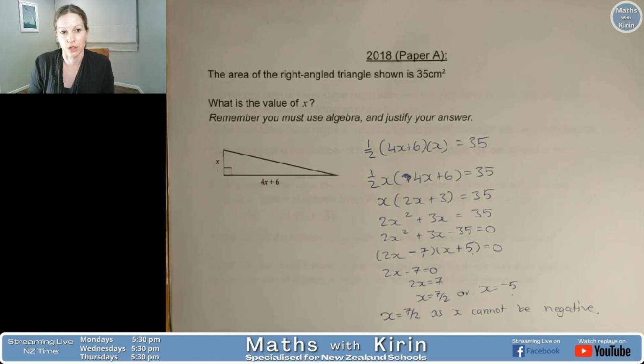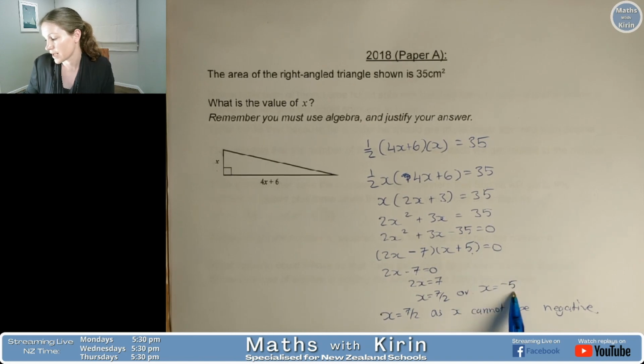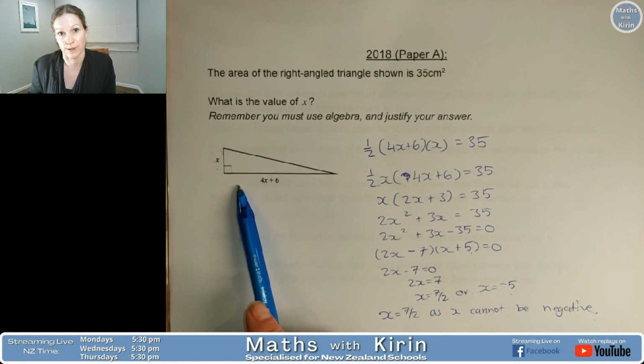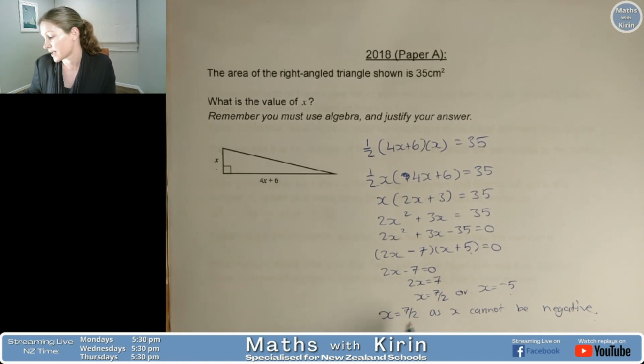So for this question, it is important that you recognize that x being negative 5 is a mathematical solution. So you want to write that down. But then you go that step further and say, well, actually, while it works mathematically, it's not going to make any sense for this particular context. So x has to be 7 over 2. So to get full marks, you need to do that.